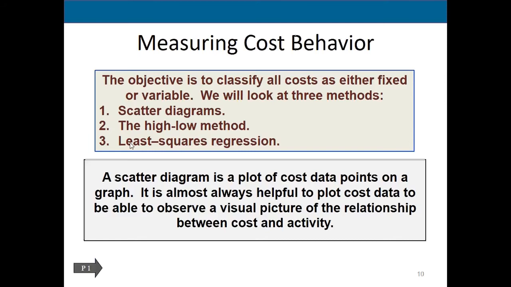So what we need to do, our objective here, is to classify total cost as either fixed or variable, because you'll see here in a little bit, it's very important that we know what's variable and what's fixed. Financial accountants are going to give us total cost. We've got to figure out what's fixed, what's variable. There's 3 different ways to do this: scatter diagrams, high-low method, and least squares regression.